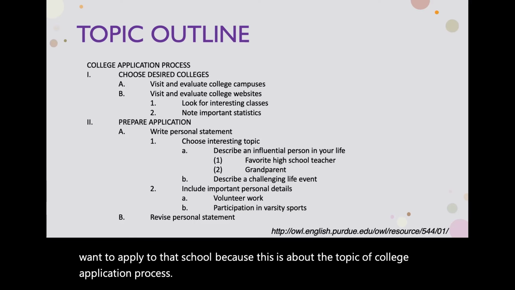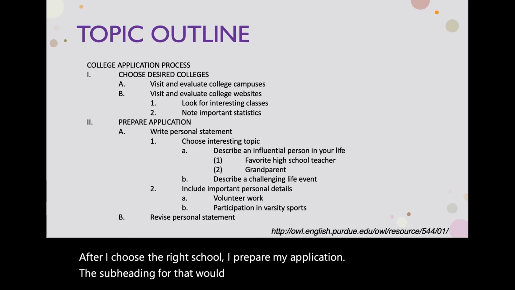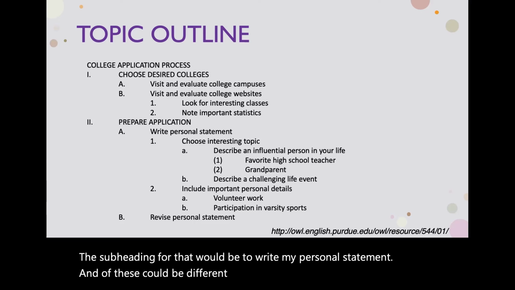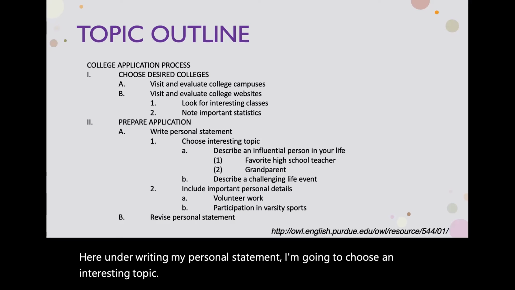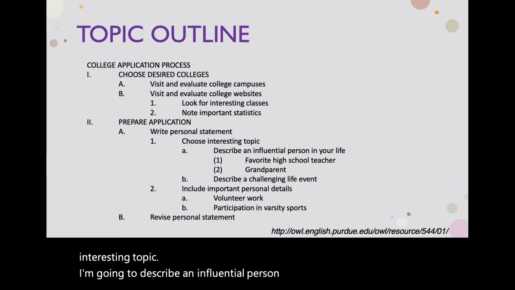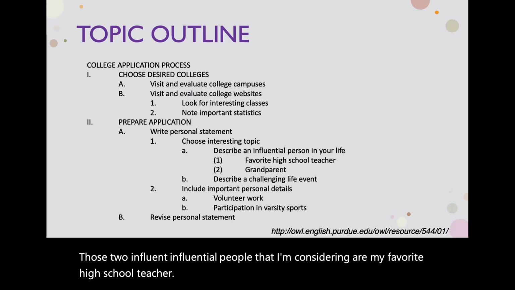After I choose the right school, I prepare my application. The subheading for that would be to write my personal statement. And each of these could be different based on what the school requires. Here, under writing my personal statement, I'm going to choose an interesting topic. I'm going to describe an influential person in my life. Those two influential people that I'm considering are my favorite high school teacher or my grandparent.